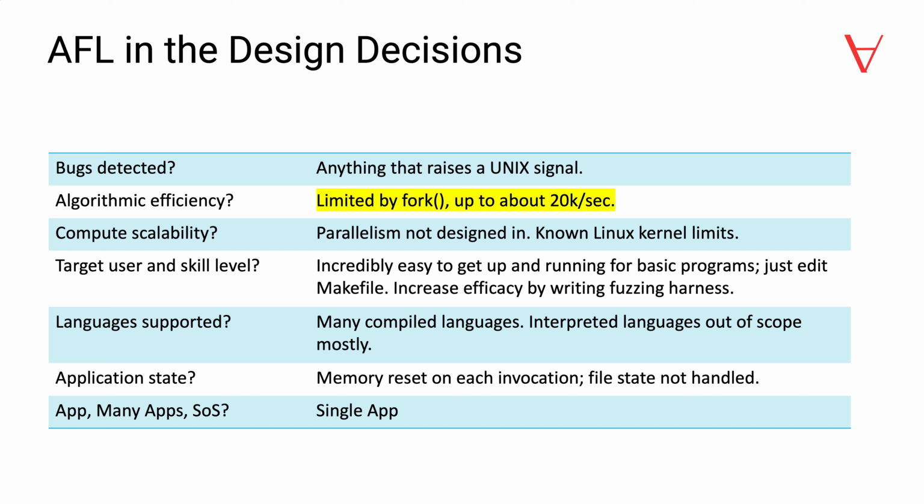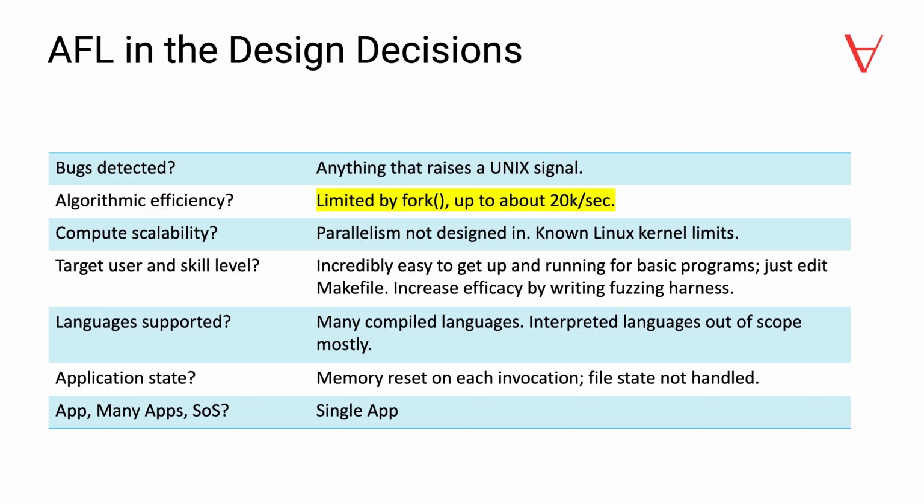The target user and skill level, well, Michael made it incredibly easy to set up, and that's why it became popular, and that's why it had such a profound effect. Now, as you get deeper with AFL, you can write fuzzing harnesses. A fuzzing harness is something like a test suite harness, which targets the code that you actually care about testing. So the languages supported, well, it originally was looking at C, but today many compiled languages support AFL. You can look at, for example, OCaml, a functional programming language, and it supports AFL.